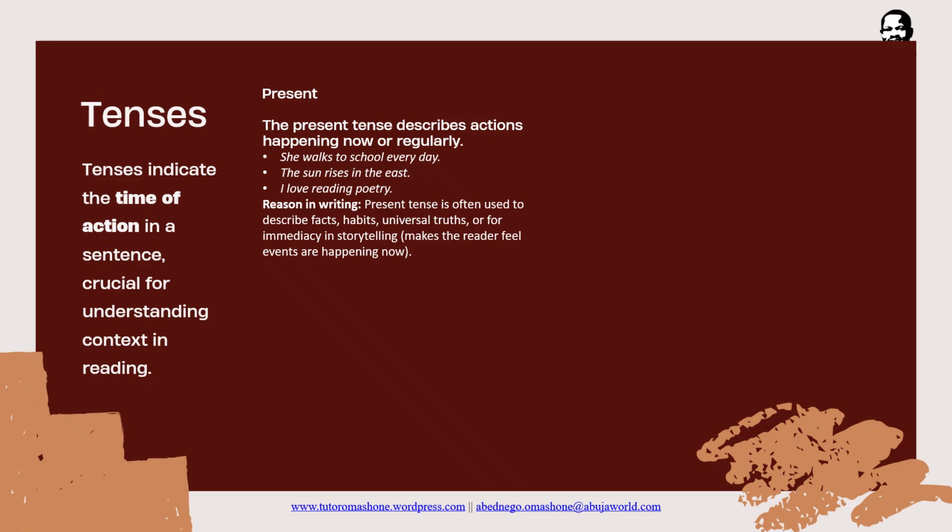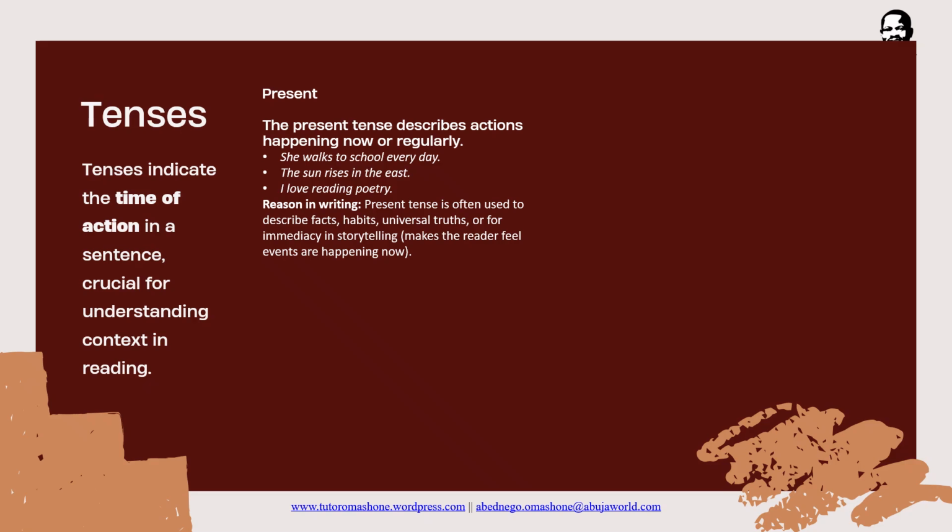And the reason why writers use the present tense is to present facts, or maybe you're describing a fact, habit, or universal truth. For example, every good turn deserves another. More like a thing that is known, a universal truth. There's no controversy on that. So you could use the simple present tense to talk about it.